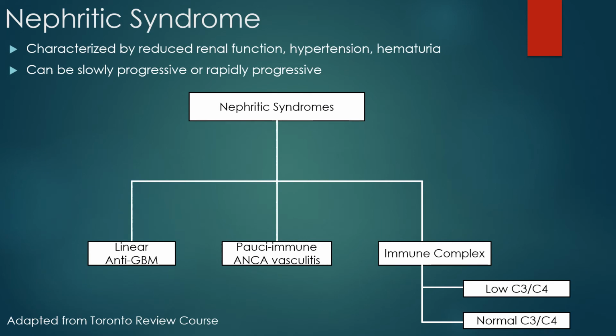We'll now move on to the second category of glomerular diseases, nephritic syndrome. Nephritic syndrome is characterized by reduced renal function, hypertension, and hematuria. It can be slowly progressive or rapidly progressive, which is a medical emergency. Nephritic syndrome is categorized based on the pattern that is seen on kidney biopsy, separated into linear, pauci-immune, and immune complex.